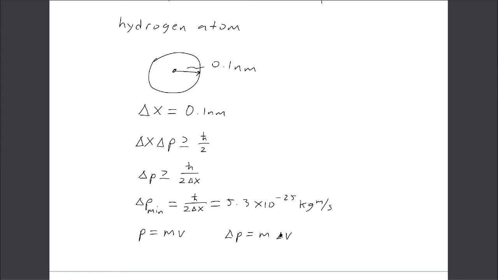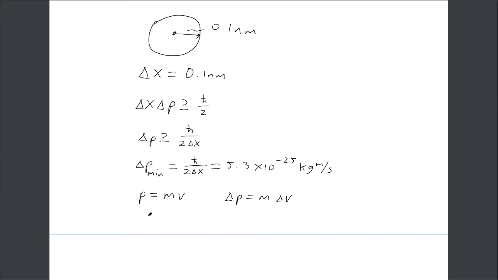We can use that and calculate the velocity uncertainty. So we can say delta V minimum is equal to this divided by the mass of the electron. Divide this number by 9.11 times 10 to the minus 31 kilograms. You get 5.8 times 10 to the 5 meters per second. That's a pretty big number. But what does it mean? This is the uncertainty in the velocity, the speed, really.